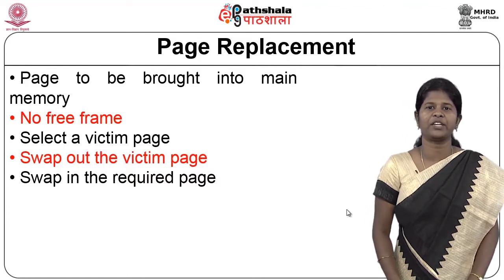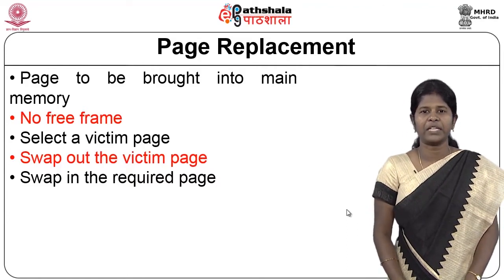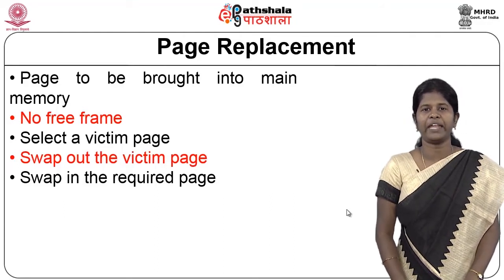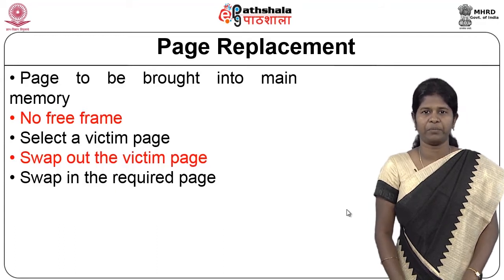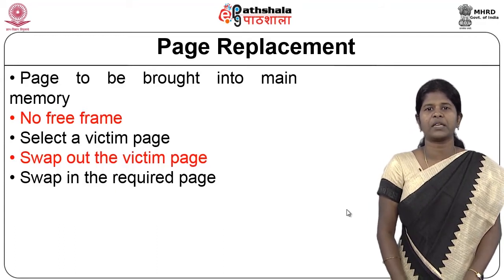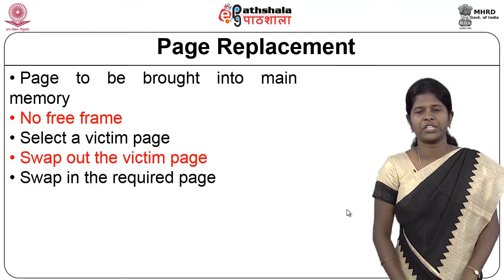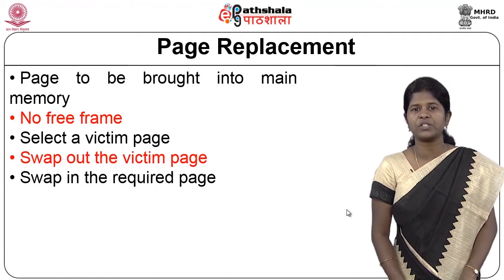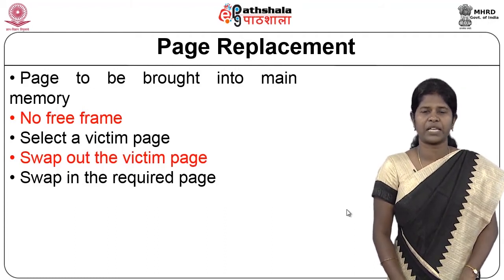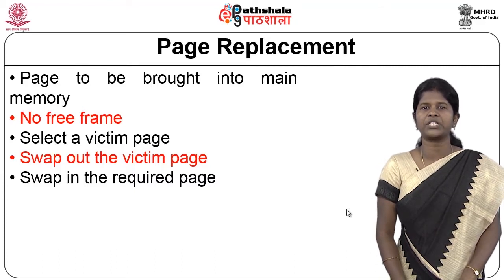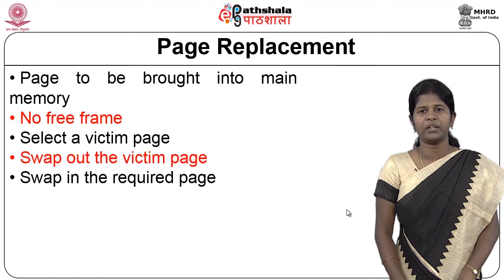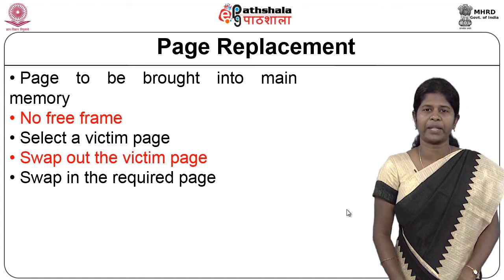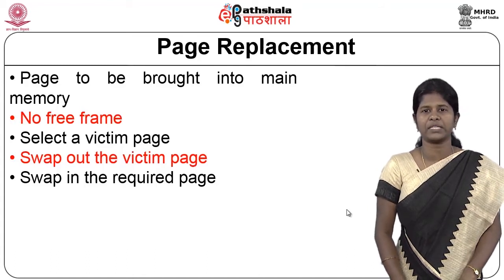A process is divided into pages and a page that is currently being executed has to be kept in the main memory, or the currently executing instruction has to be placed in the main memory. And if the page is not present in the main memory, it has to be brought into the main memory. If a process has say n number of pages, it is not necessary that all the n pages have to be present in the main memory. Only the page that is currently being executed needs to be present in the main memory. This is called demand paging. So, in demand paging, we bring the page into memory only when it is needed.